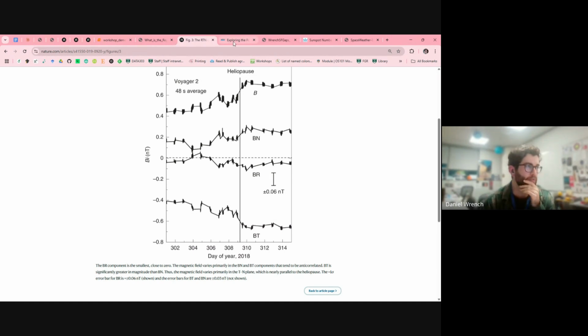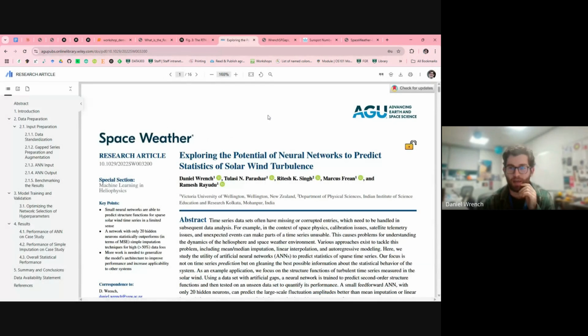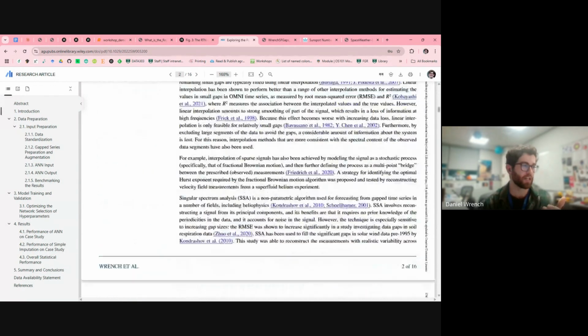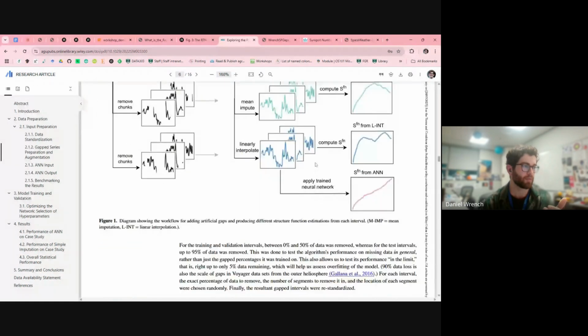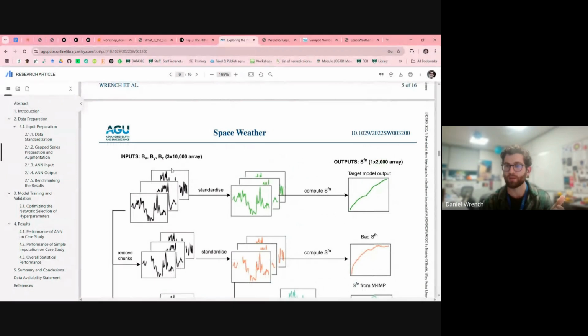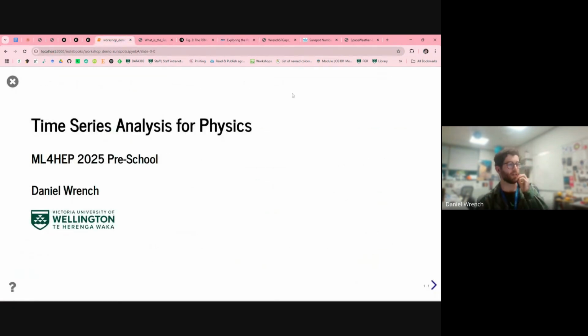And then, finally, I might come back to this at the end, but the paper Ritesh mentioned that he and I and my supervisor worked on was looking at neural networks to try and improve the statistics we can calculate when there are significant gaps in those time series. So again, what we'll come back to later in the lecture is how machine learning can help with analyzing time series, given how prevalent and popular those models are. Okay, so there's a bit of motivation. So let's go back to my slides now.